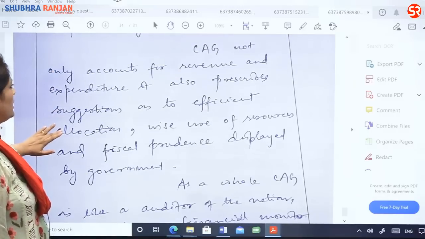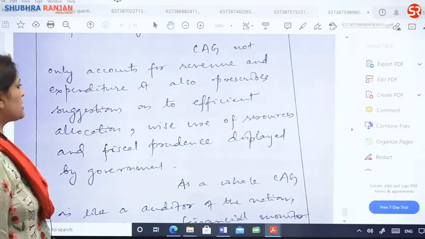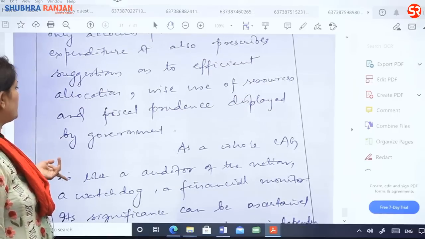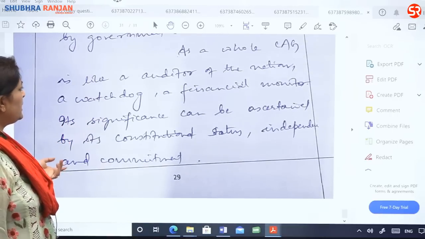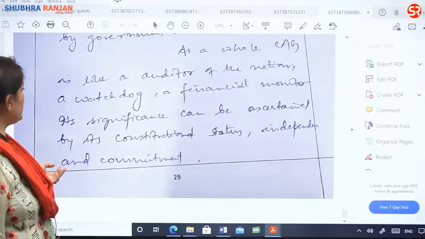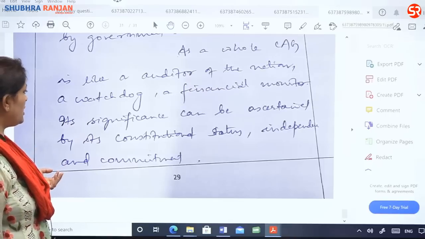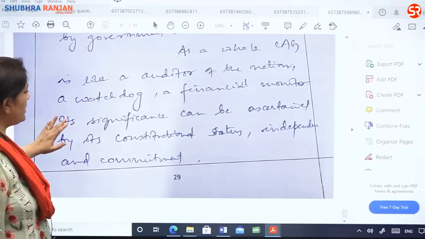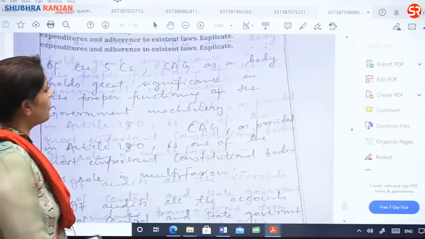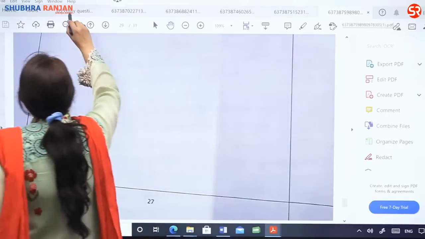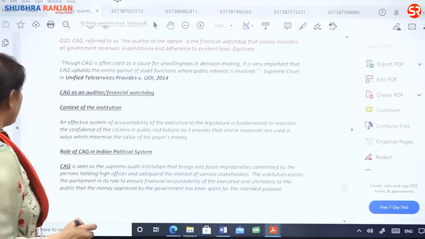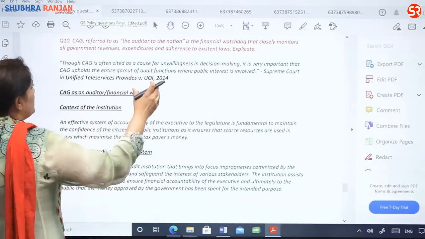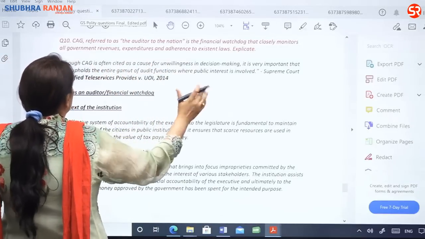CAG not only accounts for revenue and expenditure, it also prescribes suggestions for the efficient allocation and wise use of resources. Fine. As a whole, CAG is like an auditor of the nation, a watchdog, a financial monitor. Its significance can be ascertained from its constitutional status and independence. Fine, but there is a lot of scope for improvement. So let's quickly have a look at this. Normally, remember some of the judgments to make these simple answers special.